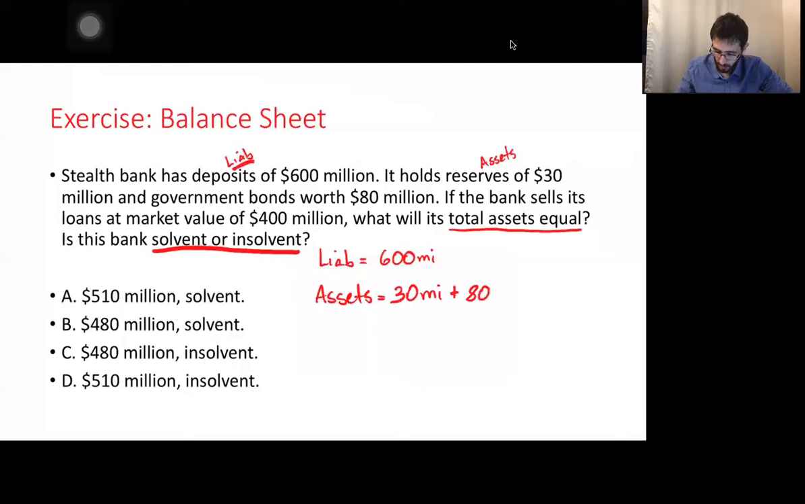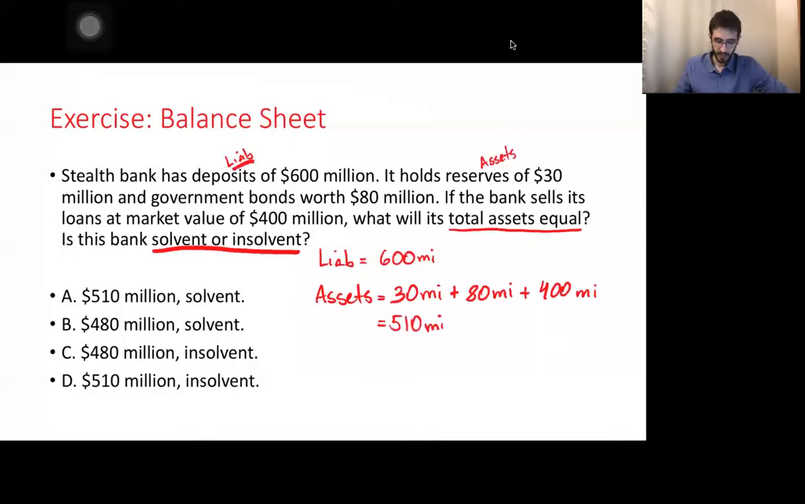So it's going to be $8 million of bonds as well, right? And lastly, you also say that if the bank sells its loans at the market value of $400 million, that will be total assets. So our loans, are they assets or liabilities for the bank? Well, we usually think about them being liabilities for all of us, but in terms of the bank, it is actually an asset because we're paying the bank for the loan that we took, right? So it's actually an asset for the bank. And we know the current value here in the market is going to be 400 million. Okay, so if you solve that, you're going to get $510 million in assets in the economy, right?